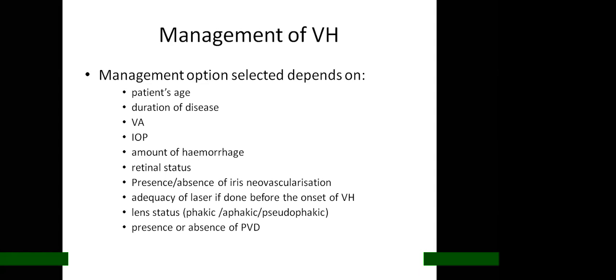So the options depend also, besides the etiology, on the patient's age, the duration of the disease, how long the hemorrhage has been there, the visual acuity, the IOPs, the amount of hemorrhage, the status of the retina, the status of the anterior segment in terms of neovascularization, because then you may need multiple procedures and you may want to let the glaucoma specialists go in first before you go to the posterior segment. The adequacy of laser, if the laser was done before the onset of vitreous hemorrhage, the lens status, and the presence or absence of a PVD.